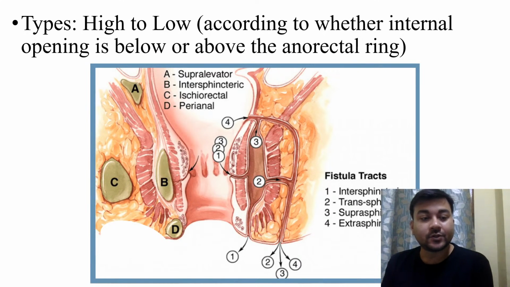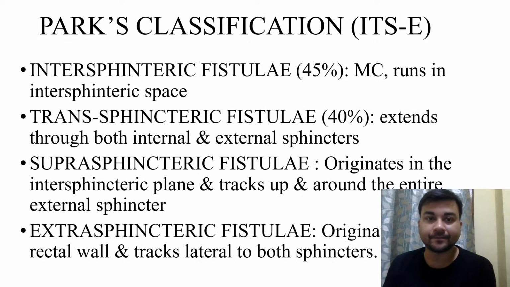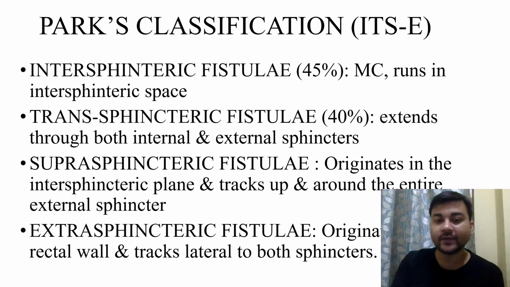Now, this fistula in ano can be of different types. From high to low, it is divided into 4 types mostly, and this is actually a classification known as Parkes classification. Most common type is intersphincteric fistula. It runs in the intersphincteric space. Okay. Then there is transsphincteric fistula. It extends through both internal and external sphincters.